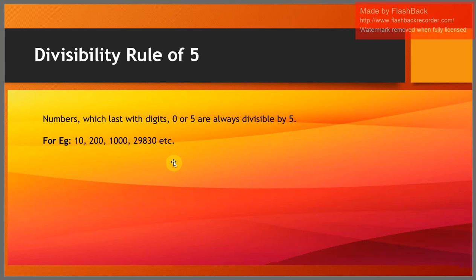Divisibility rule of 5. Numbers which end with digits 0 or 5 are always divisible by 5. For example, 10, 200, 1000, etc.